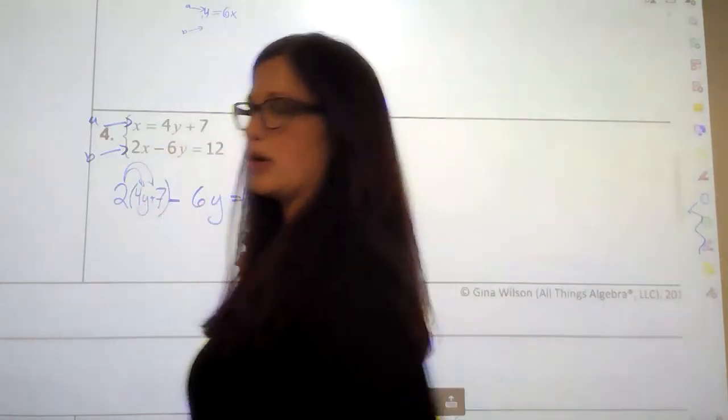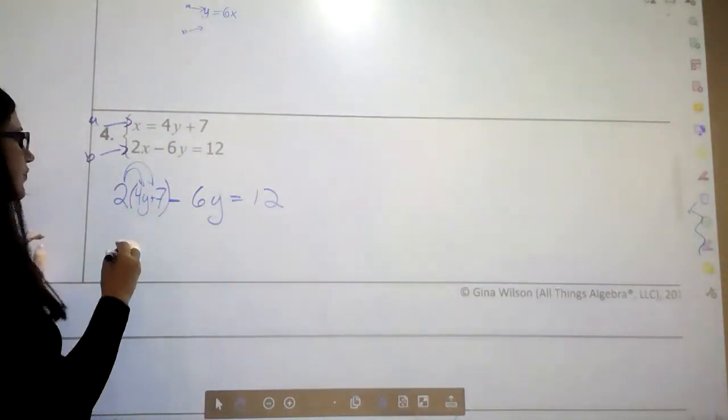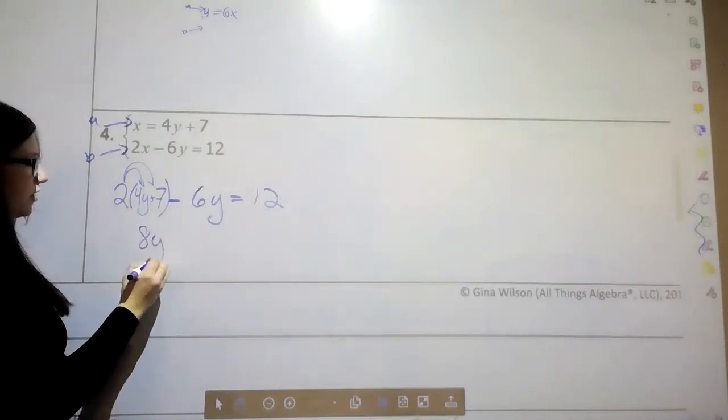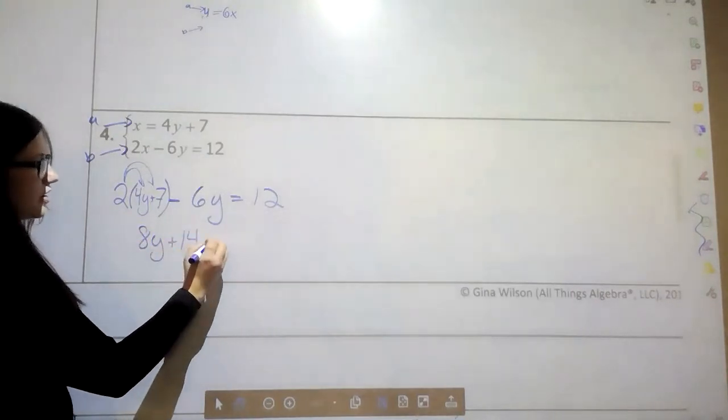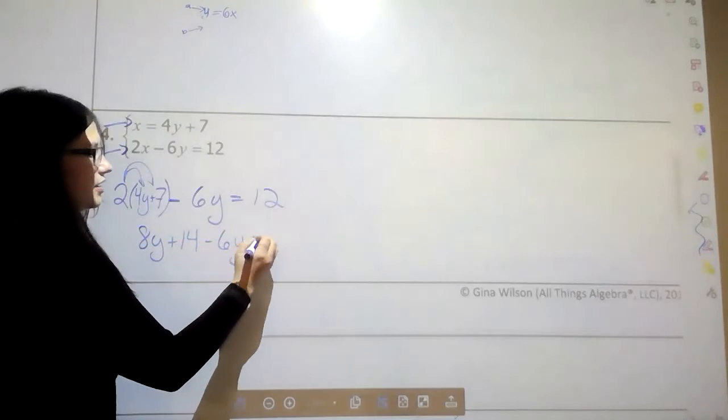Okay, I think I'm going to go over here. You can't see my face, but that's okay. I've got 8y plus 14 minus 6y equals 12.